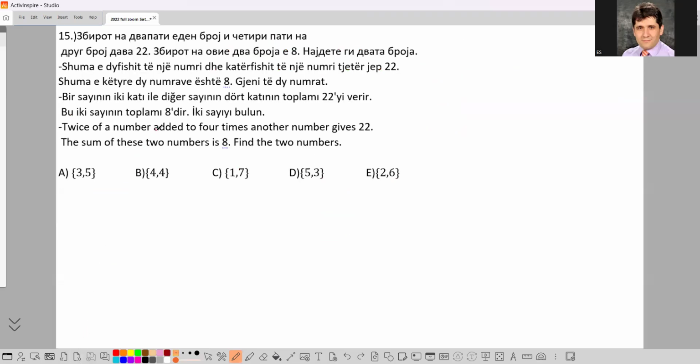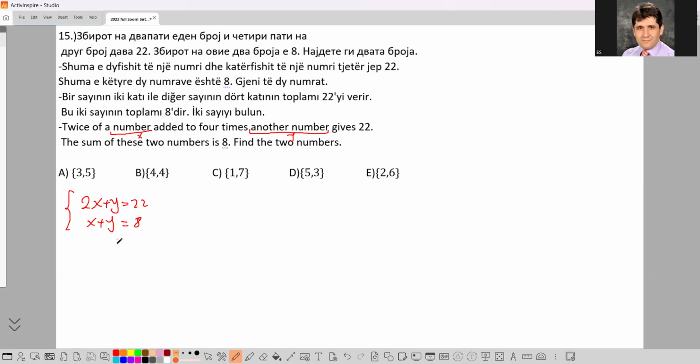Twice the number added to 4 times another number gives 22, right? Because it says twice a number, we can substitute that number by x. 4 times another number, we can substitute that by y. So 2 times x plus y is 22. The sum of these numbers, so x plus y is 8.